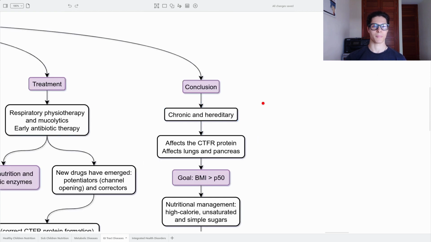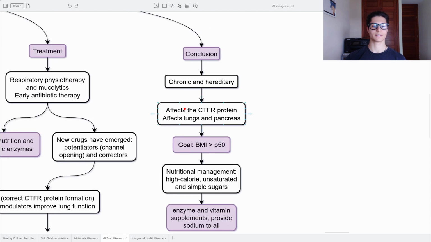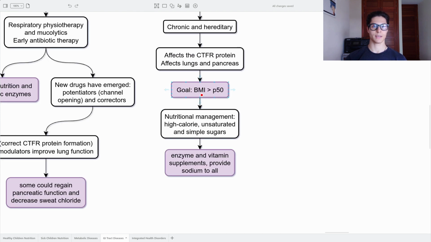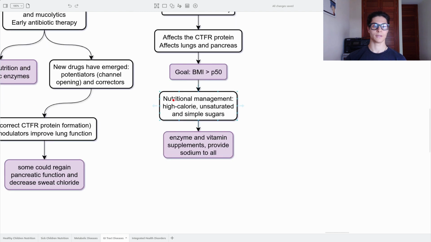So as a conclusion, cystic fibrosis is a chronic and hereditary disease. It affects the CFTR protein and it affects the lungs and pancreas mainly. The goal is to maintain the body mass index of the child over the percentile 50. And the nutritional management is with high calories, unsaturated fats, and simple sugars, so easier to absorb. And we have to provide enzymes and vitamin supplements, as well as sodium, because they are going to lose a lot of sodium in the sweat.